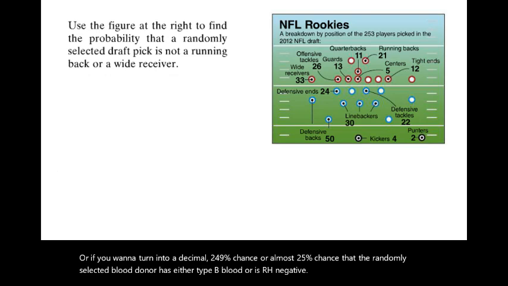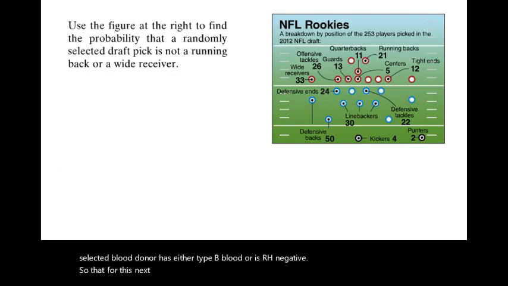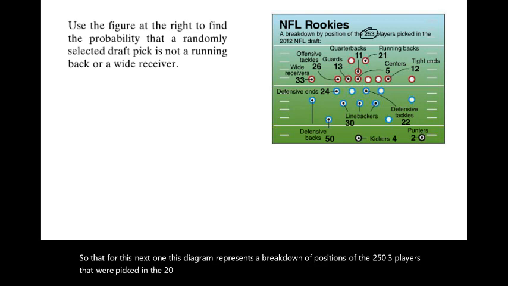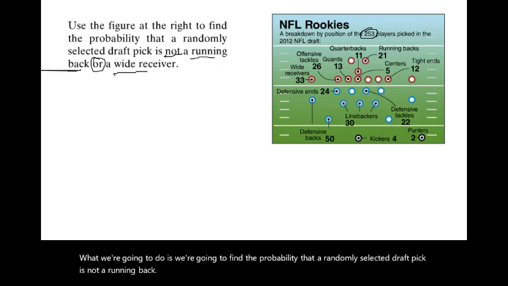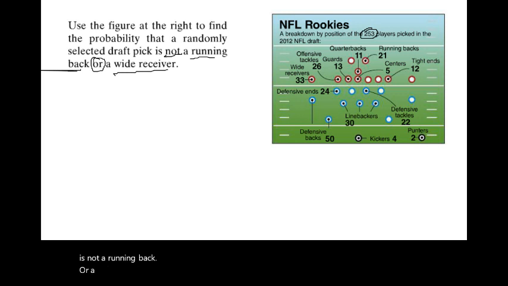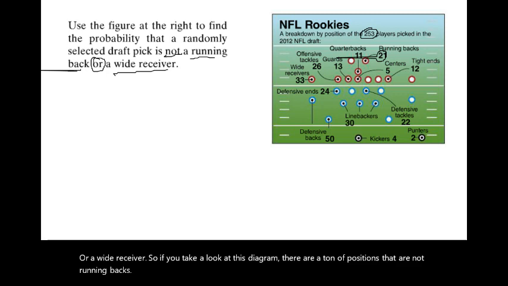So for this next one, this diagram represents a breakdown of positions of the 253 players that were picked in the 2012 NFL draft. What we're going to do is find the probability that a randomly selected draft pick is not a running back or a wide receiver. If you take a look at this diagram, there are a ton of positions that are not running backs or wide receivers.